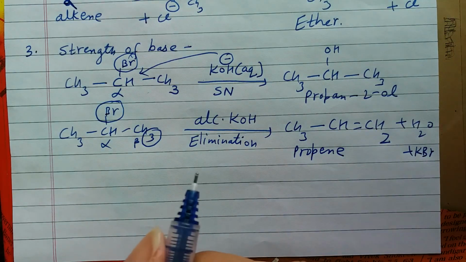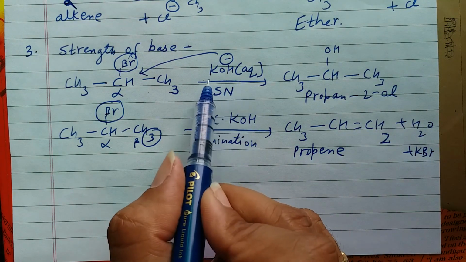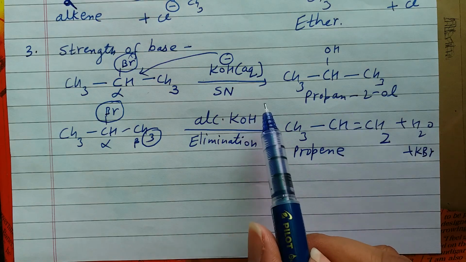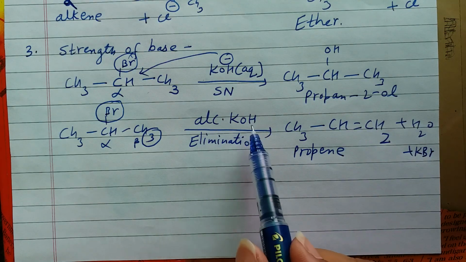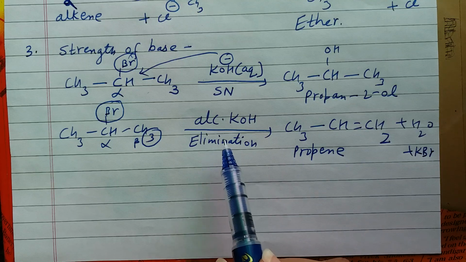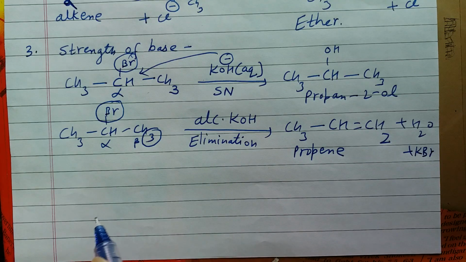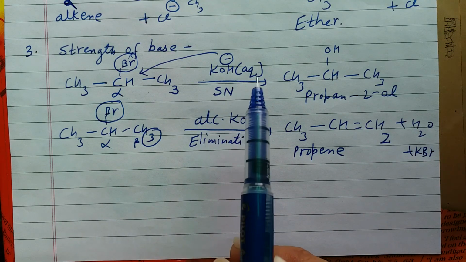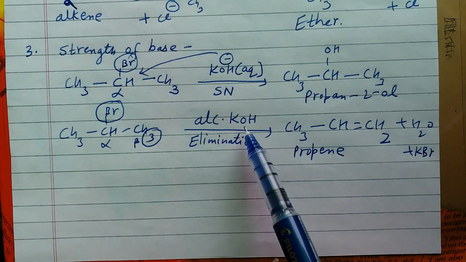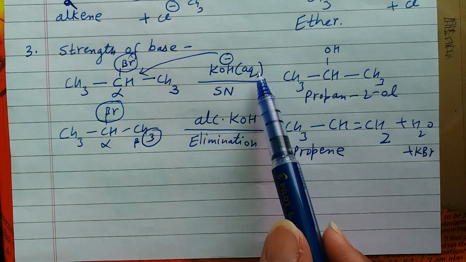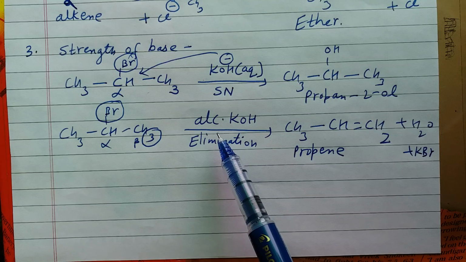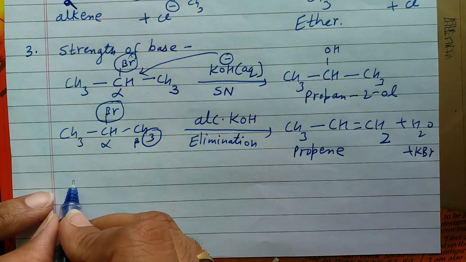So the point here is, on reaction with aqueous KOH we get alcohol via substitution, but on reaction with alcoholic KOH we get alkene via elimination. So what is the reason here? The difference, if you see here, is only in the medium. KOH is the same reagent. Once it was taken in aqueous medium and then it was taken in the alcoholic medium. So let's try to understand what is happening here.